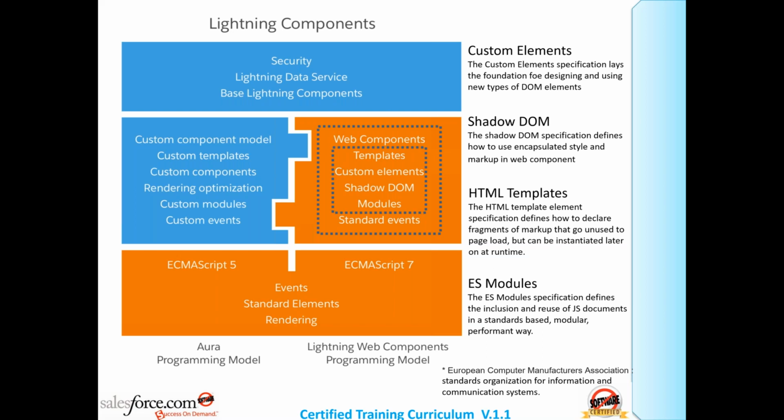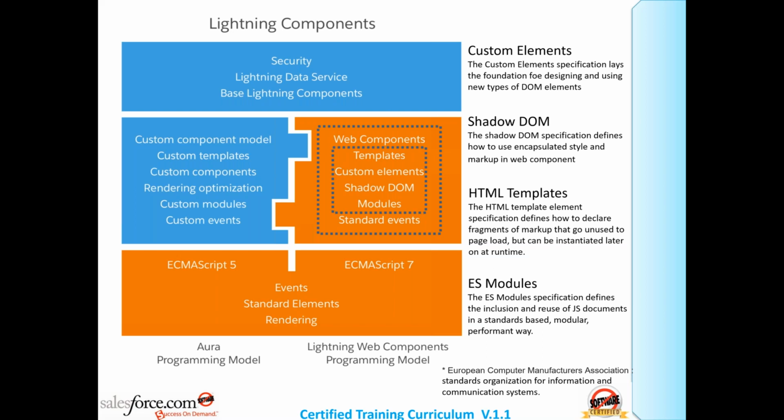A new standard of events has been introduced. Orange is the latest. Blue is the old. There we are using LDS, Lightning Data Service. Here, wire directly. You don't need LDS. On top of LDS, we have a built-in service called wire. We'll talk about it. What is a wire?